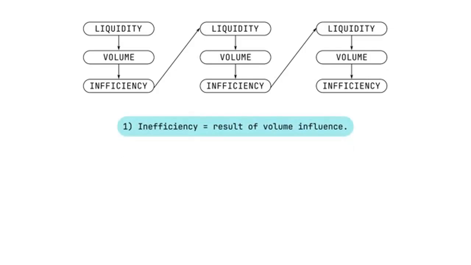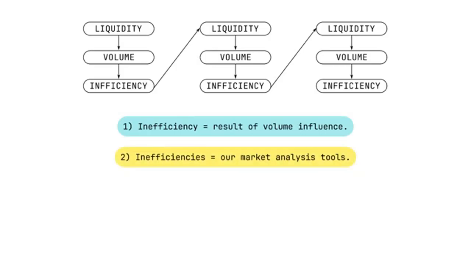And the third element is inefficiencies, which are formed as a result of the influence of volume on price. They are graphical representations of volume at a specific moment in time, depending on the time frame. Inefficiencies will be the tools through which we will look at the chart and do our analysis. To understand the deep logic of inefficiencies and market movements, we need to consider two main factors.